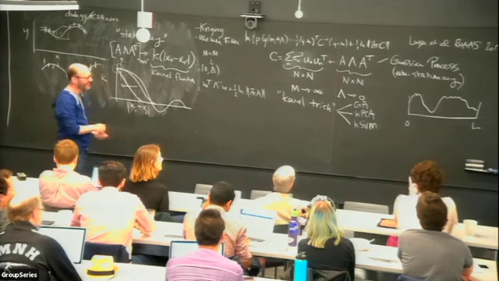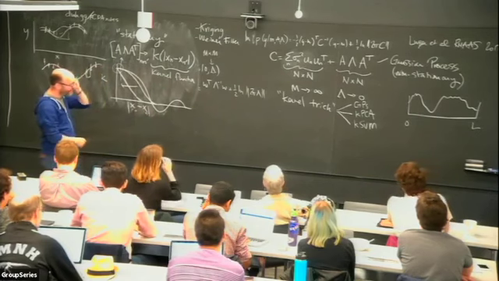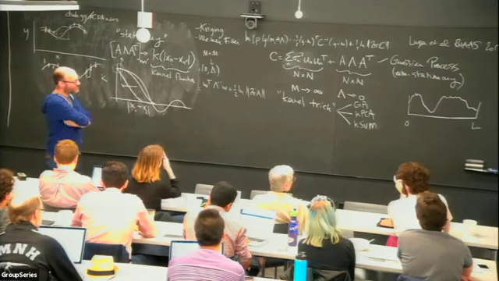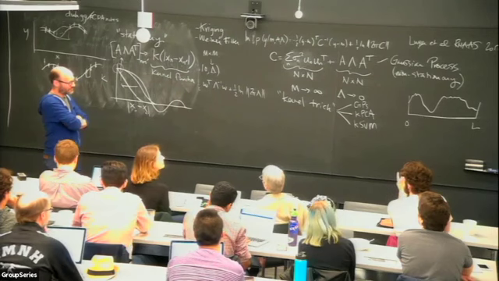Yeah, hit me. The A lambda A transpose term, that's supposed to be like the Gram matrix for this, but there's a lambda. What is the lambda in there?